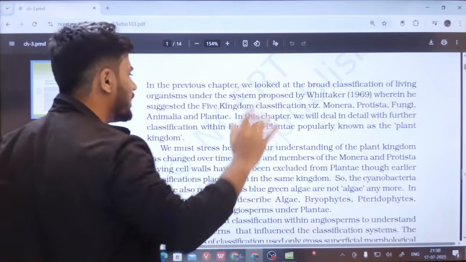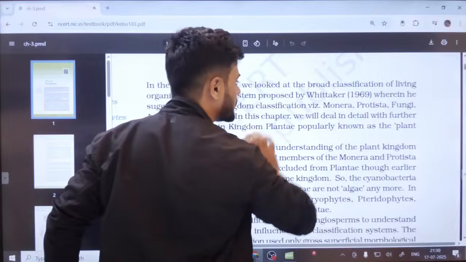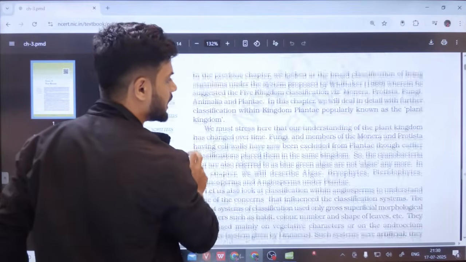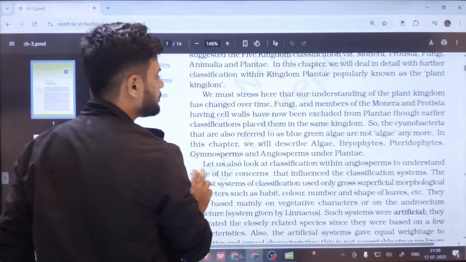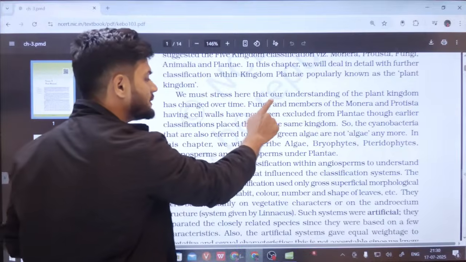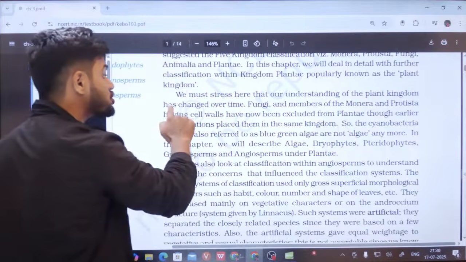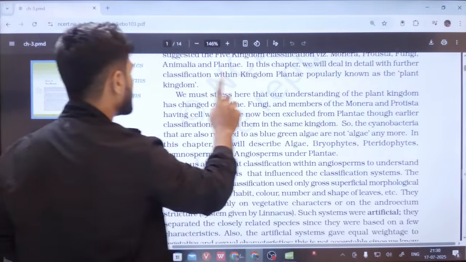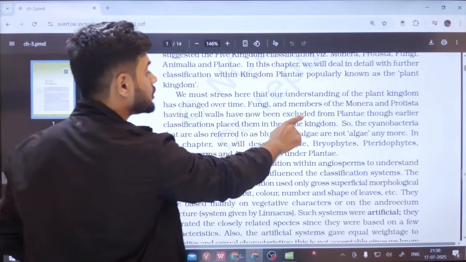We know that the five kingdom classification was given by R.H. Whittaker. Here we have Monera, Protista, Fungi, Animalia, Plantae. Now, we are talking about the plant kingdom. We must stress here that our understanding of the plant kingdom has changed over time. Fungi, and members of Monera and Protista having cell walls, have now been excluded from Plantae.